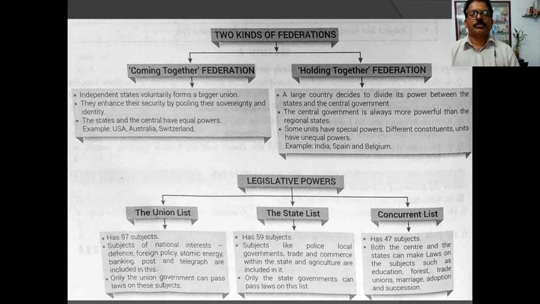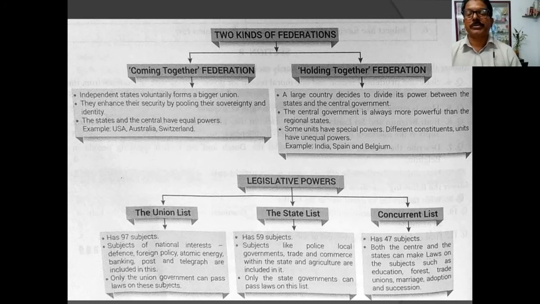Now let us move on to the next point, coming together federation and holding together federation. There are two kinds of federations. One is called coming together. We have already done this question: distinguish between a coming together and a holding together federation. In coming together federation, we studied that independent states come together on their own to form a bigger unit. The 13 colonies of America came together to make the USA, the United States of America. So 13 independent colonies came together to form a bigger unit called the USA.